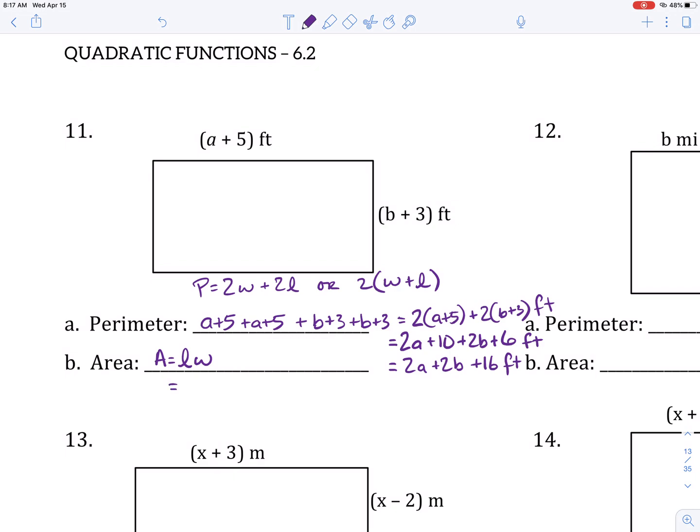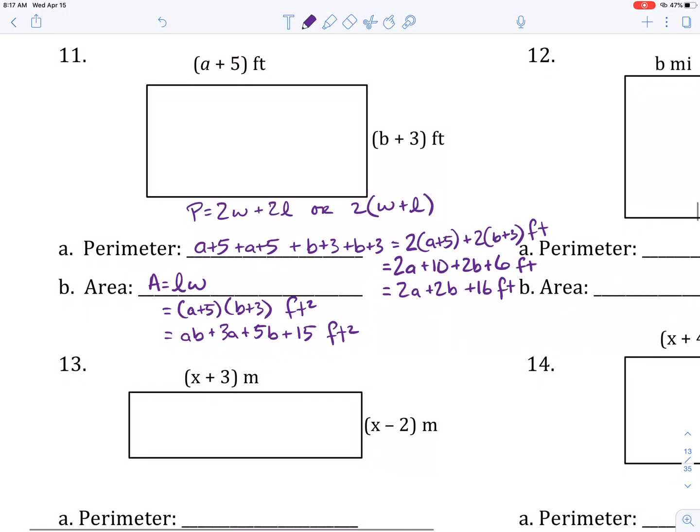So we're going to just multiply a plus 5 times b plus 3, and we would get that. So you could just leave it as a product. I'm going to multiply this out. You would end up with, let's see, a times b would have ab plus a times 3, which is 3a, plus 5 times b plus 15 feet squared. I believe you'd have something that looks like that. Let me check my work here. 15, yeah.